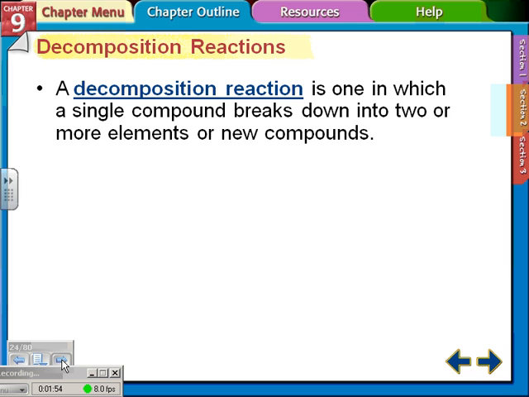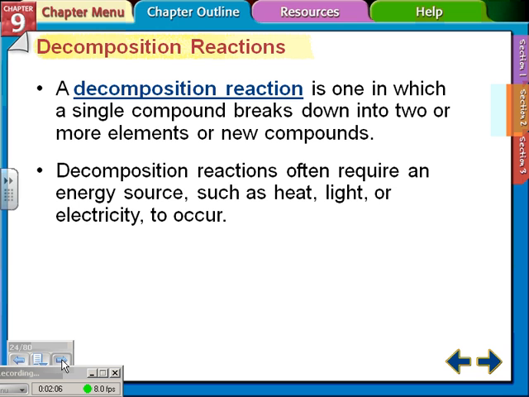All right, the third category of chemical reaction is called a decomposition reaction. It's exactly how it sounds, and it's actually the exact opposite of a synthesis reaction. It's where you have a single reactant decomposing into 2 or more products. A lot of times light, heat, or electricity are necessary to get a decomposition reaction started.